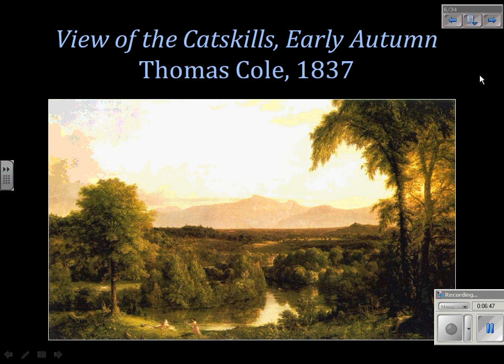View of the Catskills here off to the side. We see some people, some very insignificant humans down here. And this is going to be Thomas Cole. Thomas Cole is often viewed by many as the father of the Hudson River School.